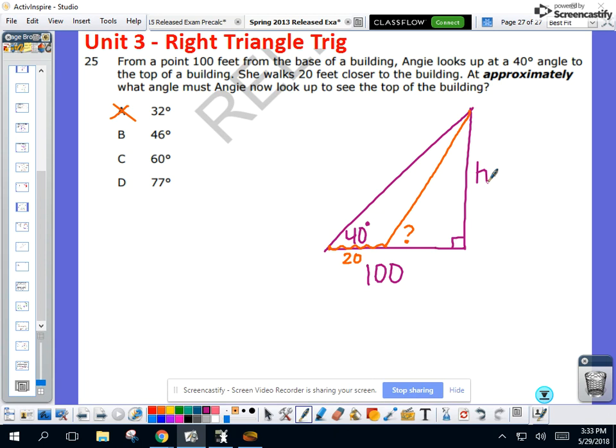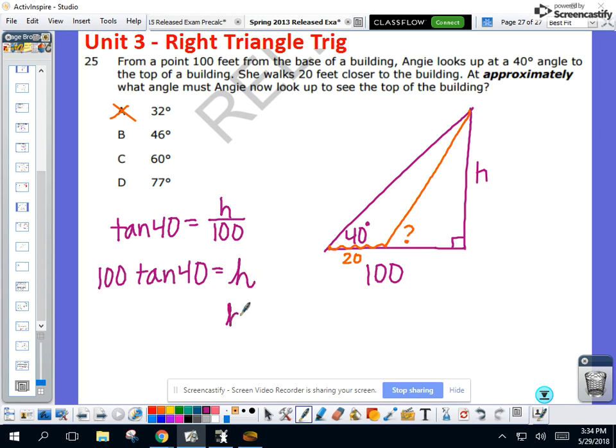The height of this building is the opposite side of the angle. We also have an adjacent side, so tangent of 40 degrees is equal to h over 100. Multiply both sides by 100. 100 times tangent of 40 degrees is equal to the height of that building. That building's height is approximately 83.91 feet. Now that we know that, we can think about that little orange part of the triangle.